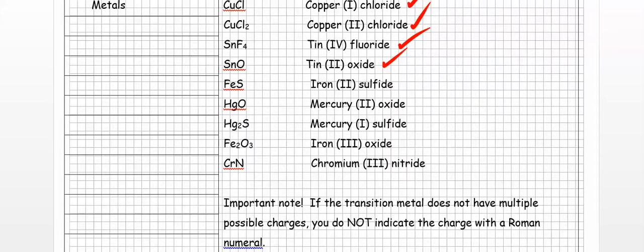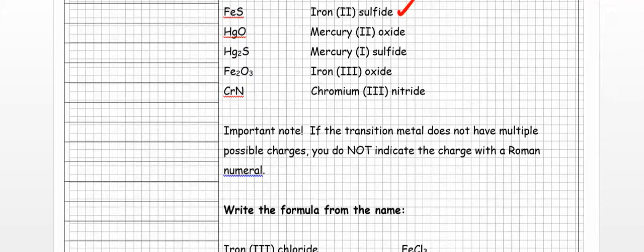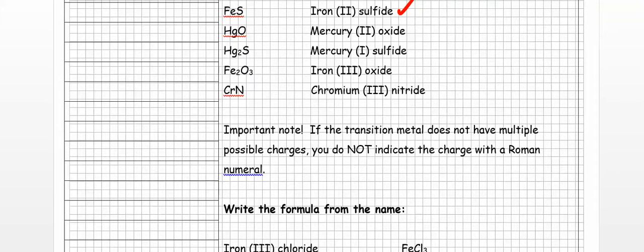Okay. So the next thing is this: iron and sulfur. Sulfur is -2. That means that the iron must have been +2. So we get iron(II) sulfide just like that. We've got HgO. This is mercury(II) oxide because oxygen is -2, so the mercury must be +2. The next is Hg2S. So this time, since sulfur is -2, that must mean that the mercury is Roman numeral 1. So we have mercury(I) sulfide just like that.